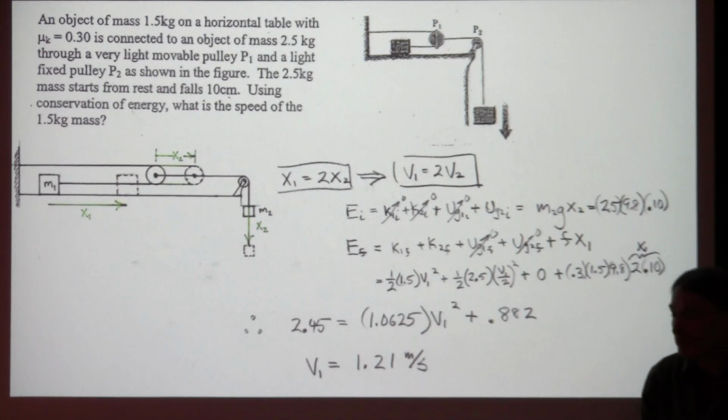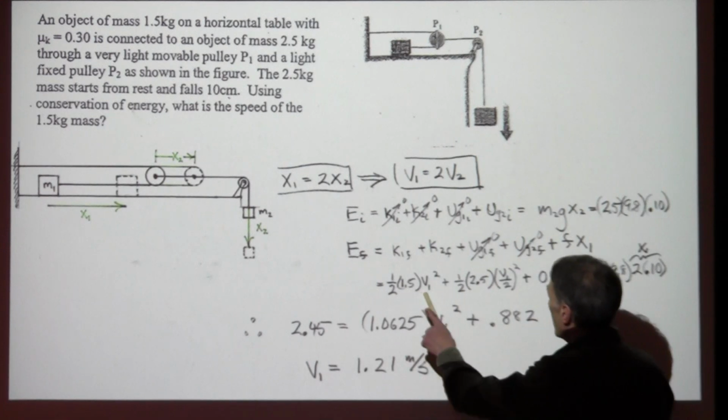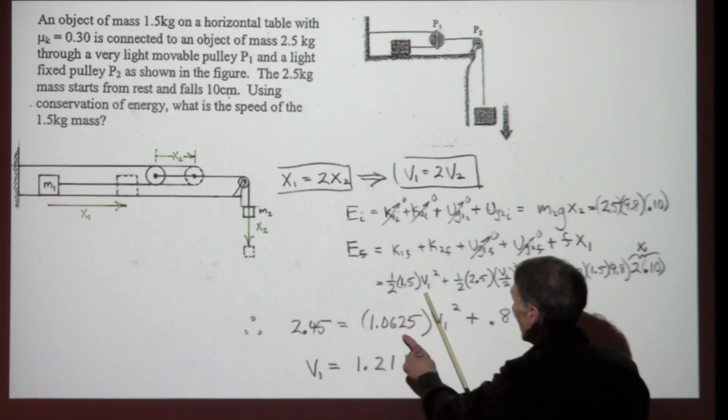What happened to one of the V1s? You have two V1s squared right there. What happened to those? On the second line, we only have one.